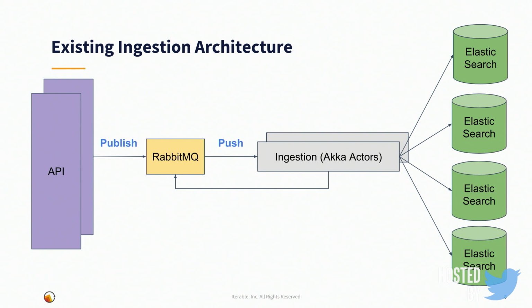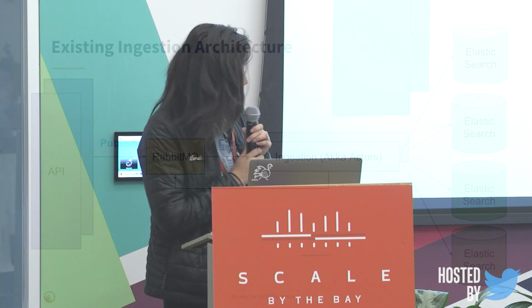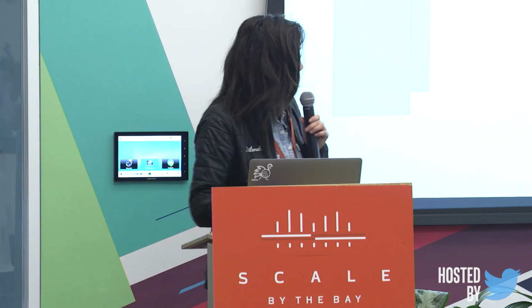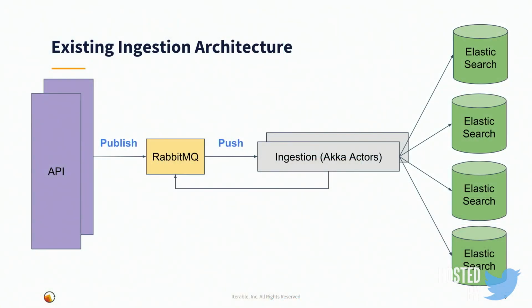So the way this old architecture works, marketers use our API to send us requests for events or user updates. Then we buffer those requests inside RabbitMQ, which, if you're unfamiliar, is a queuing system. And then our ingestion service uses Akka actors, not Akka streams, to pull messages, or sorry, it gets pushed the message off the queue and then index into Elasticsearch.